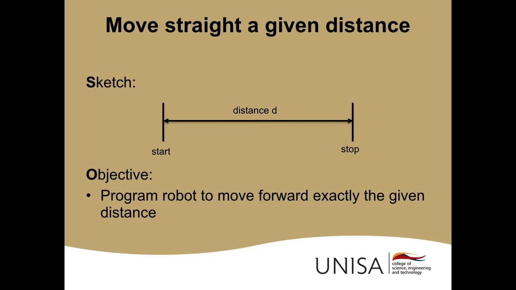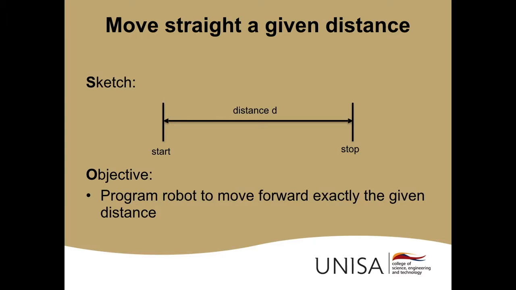So let's say we want our robot to move straight a given distance. So we have a start line and a stop line and a distance that I call d. D is a variable. So we measure the distance d between the start and the stop line, and the task for the robot is to start at the start line and to brake and stop exactly at the stop line. So you see, I've sketched what needs to be going on. And in the sketch, I've also put labels: start, stop, distance.